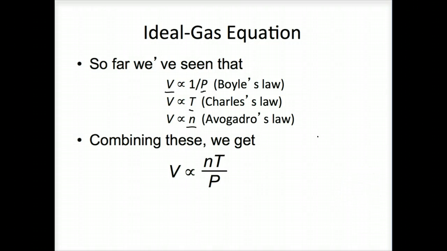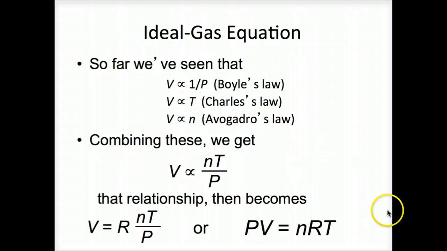Now, remember from the book, it talks about how we can put these together and say something like PV is equal to some constant. If we incorporate the constant into this expression, then this is what leads us to the ideal gas equation, the ideal gas equation being the introduction of R, the ideal gas law constant.